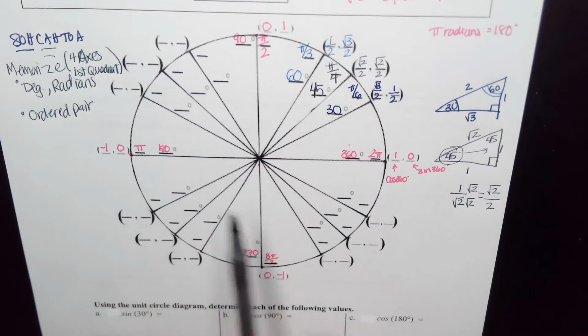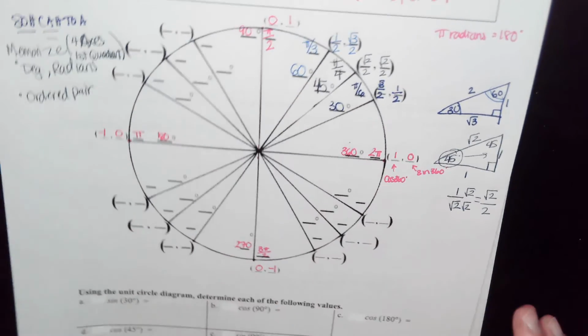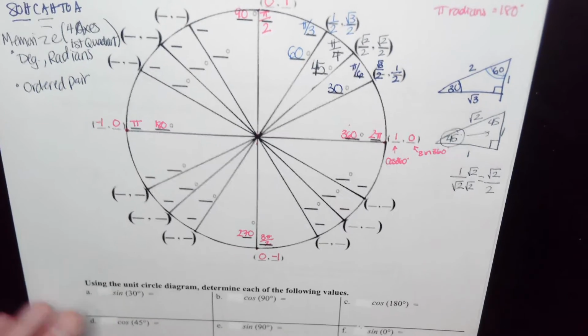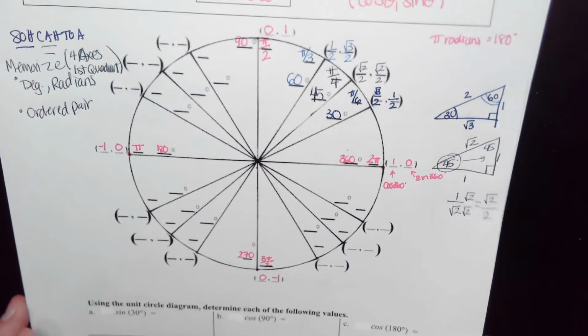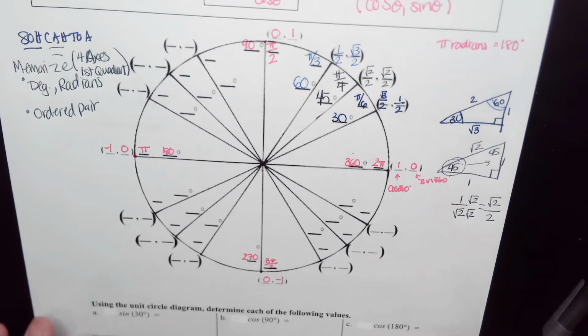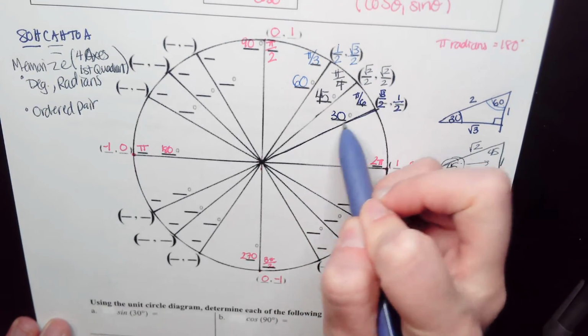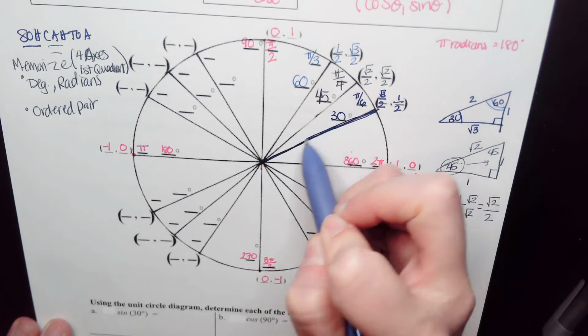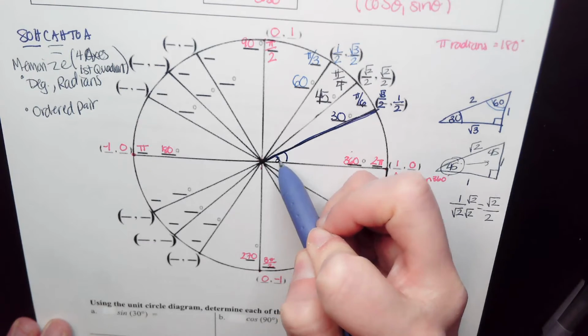So these pink, I'm saying, are the 4 axes and this first quadrant. Okay, so now just to show you how it applies to the rest of the unit circle, I'm going to make this whole line purple right here for the 30-degree angle. So that makes a 30-degree angle right here.